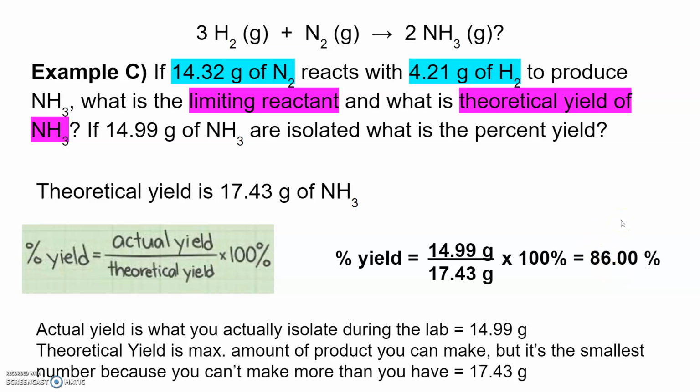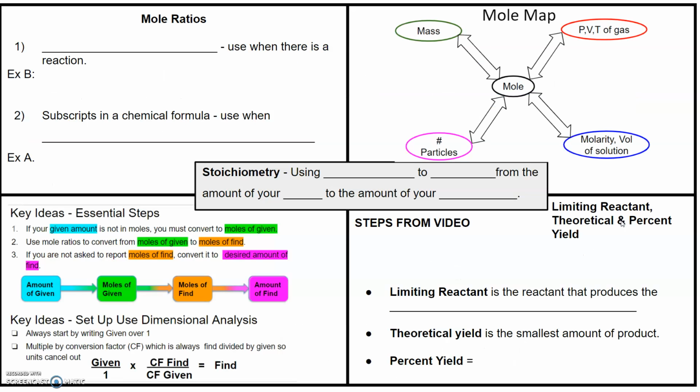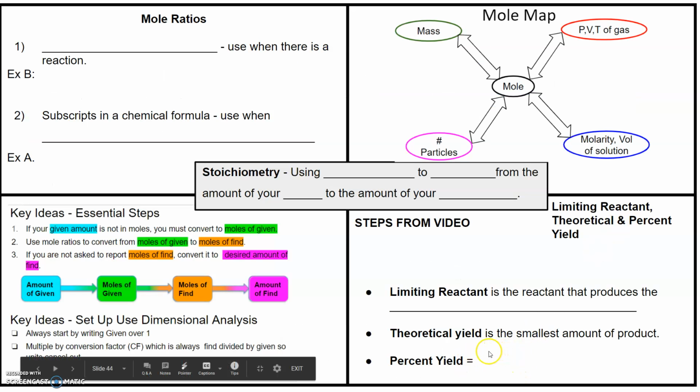All right, so for the percent yield equation, you want to write that equation there: actual divided by theoretical times 100. All right, so that is essentially it for stoichiometry. The last thing you're going to do is just do some limiting reactant, theoretical yield, and percent yield practice problems just to make sure you're strong and secure on that.